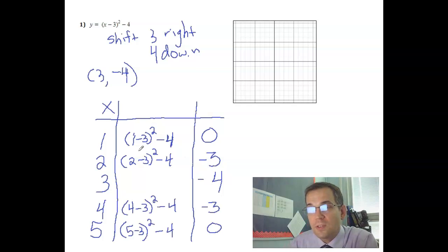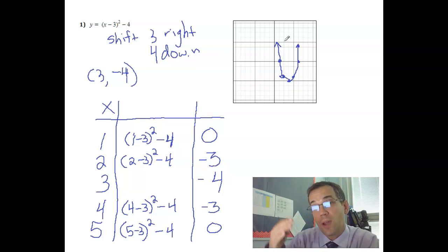After completing those calculations, I found that I'll graph the points (1, 0), (2, -3), (3, -4), (4, -3), and (5, 0). Okay. And it's that U-shaped graph. It opens up, which doesn't surprise me because there was no negative in front. It is shifted 3 to the right and 4 down as I expected.